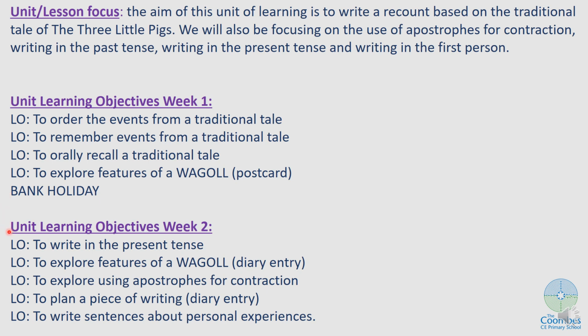On the second week, we are going to start by writing in the present tense. Then we are going to explore the features of a different waggle. So then we're going to be looking at a diary entry, which is another form of a recount. We're going to explore using apostrophes for contraction. You've looked at apostrophes before, but that was possession. So we're looking at a different type of apostrophe.